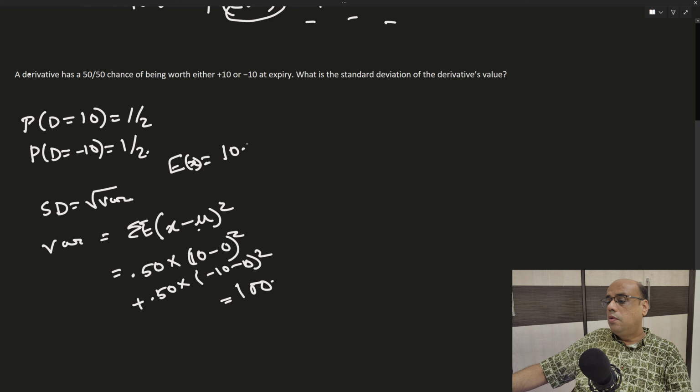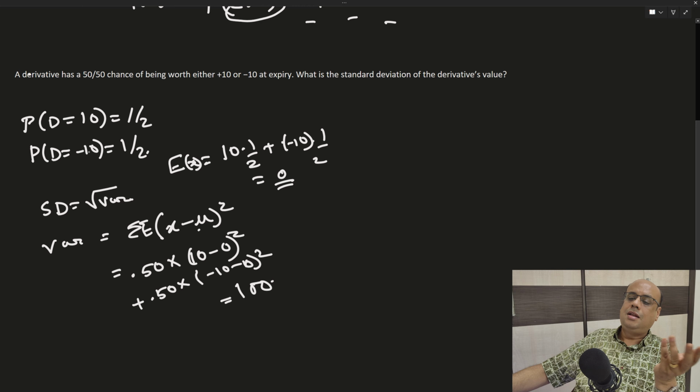Is equal to 10 into 1 by 2 plus minus 10 into 1 by 2, which is equal to 0. Since the probability of plus 10 and minus 10 is the same, we could do this, but once we do some practice, there will not be much time in the exam. So intuitively you should immediately think that for expectation it will cancel out, because it is summation of x f(x).